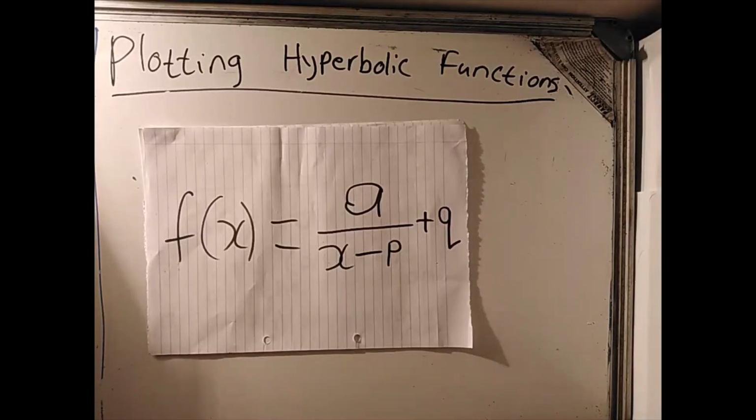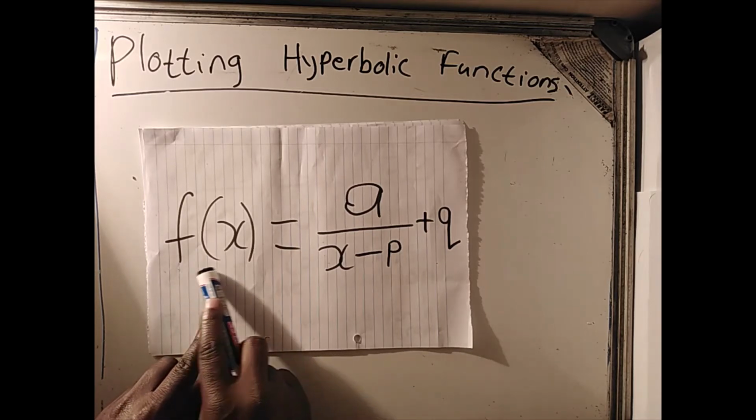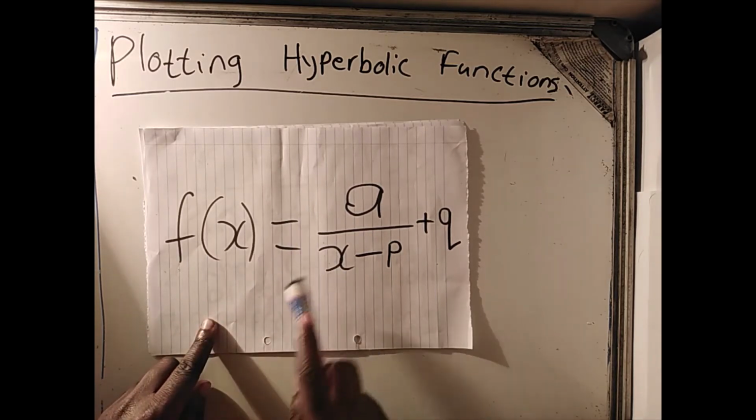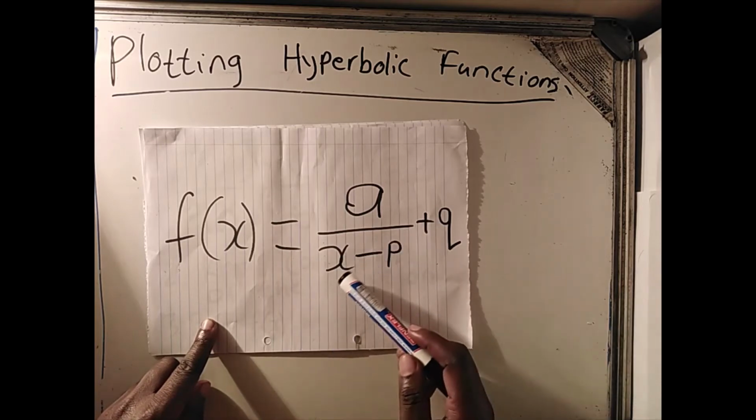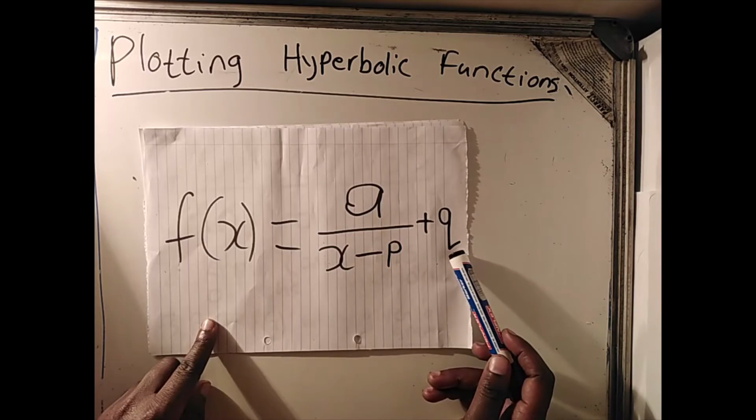Good day. Today we are going to look into plotting a hyperbolic function. Now, what is a hyperbolic function? A hyperbolic function is a function that is in the form of f(x) = a over (x minus p) plus q.